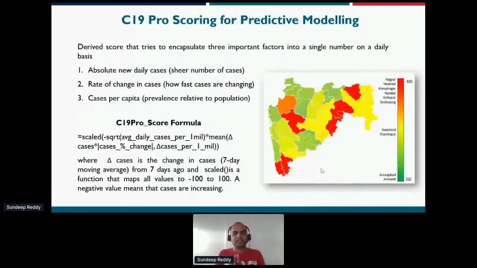This is how a representation of the C19 Pro score would look. On any given day, when you run this exercise, each district is scored uniquely using the C19 Pro score, so that you do not only focus on districts that have a numerically higher case count, but on districts that have potential hotbeds. In this case, this was a metric pulled at the end of July, where the districts with the highest risk of case increase were Nagpur, Yavatmal, Ahmednagar, Nanded, Kolhapur, whereas districts like Aurangabad, which had higher case counts numerically, were on a lower trend, which means the reduction in case counts was much more promising.